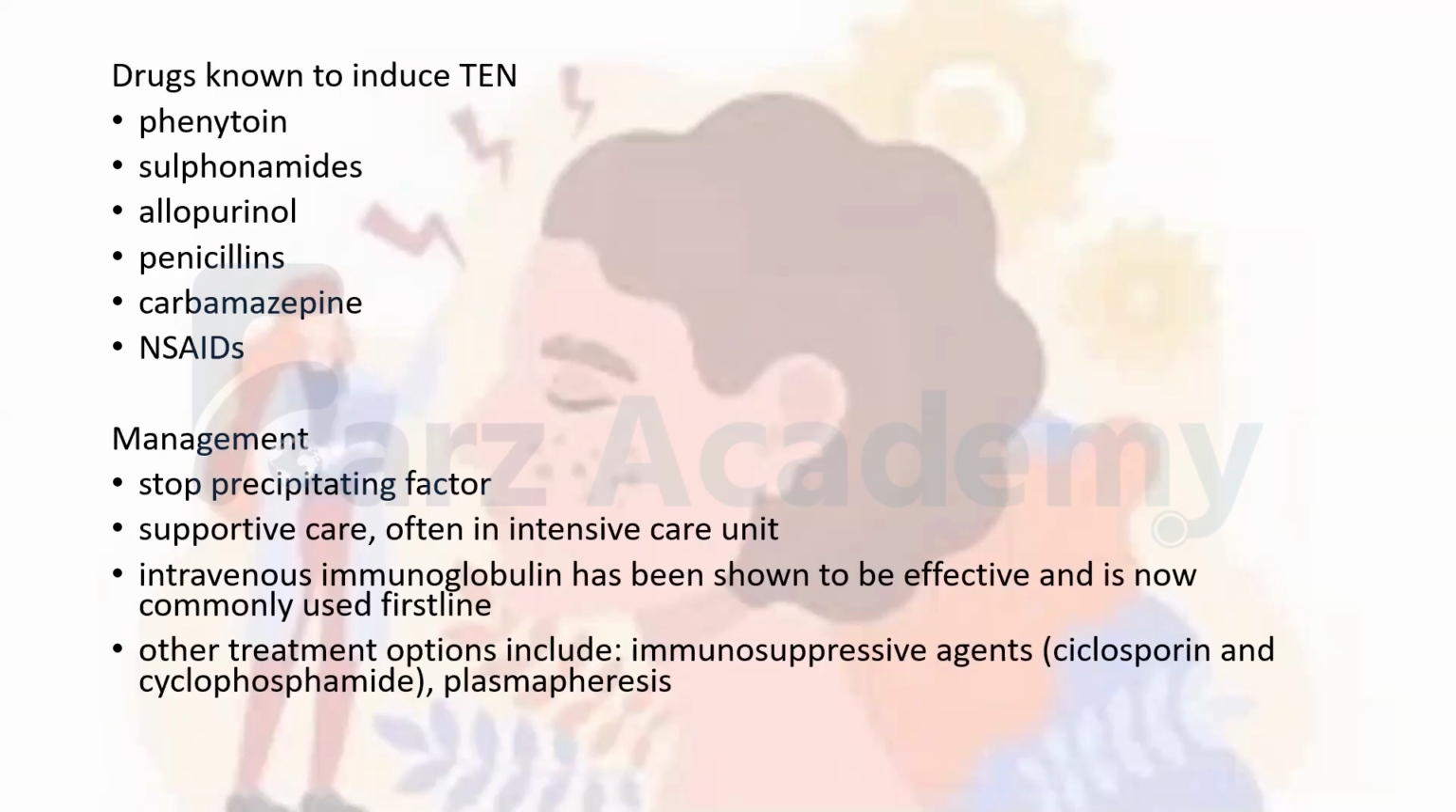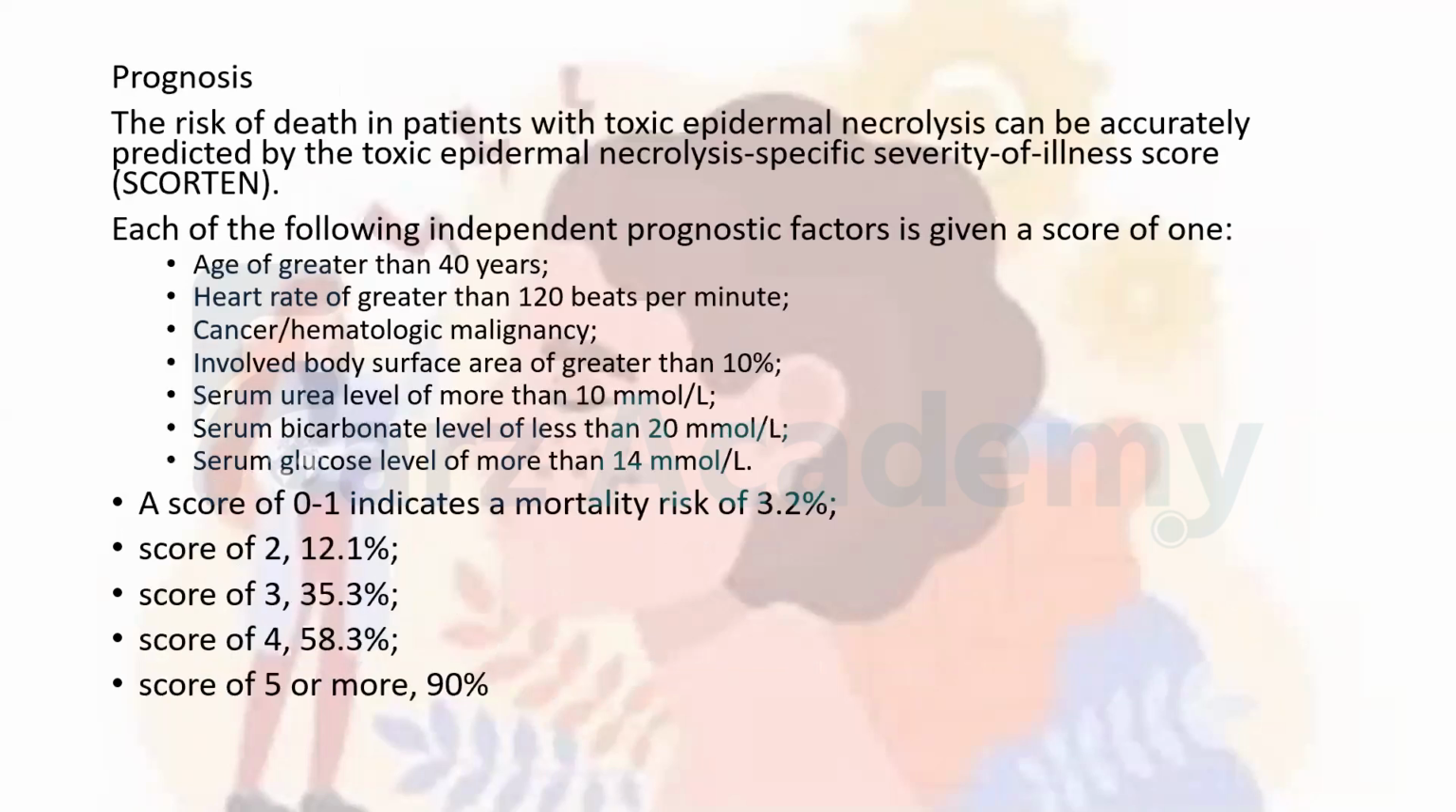What are the other treatment options available if IVIG is not there? You can use plasma exchange or immunosuppressive drugs like cyclosporin or cyclophosphamide. So coming on to the prognosis, the risk of death in patients with toxic epidermal necrolysis can be accurately predicted by the toxic epidermal necrolysis specific severity of illness score, which is known as SCORTEN. For each of the independent prognostic factors listed below, a score of 1 is given. Based on the score derived after considering all these factors, you decide on the mortality risk involved with the patient.